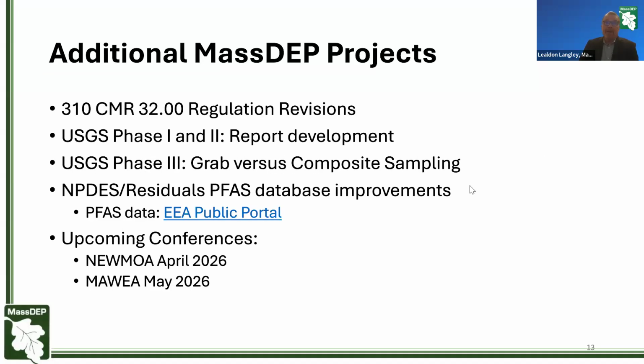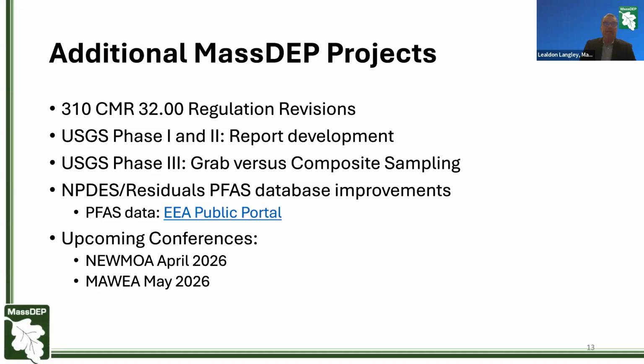We have other MassDEP projects. Currently, we have undergoing internal review a redraft of regulation revisions for the land application of sludge regulations. That's 310 CMR 32. What we are trying to do is incentivize reductions in PFAS, and that set of regulations will be available for public comment when it is released, where there would be a robust public comment process in which we would review and respond to comments and make any revisions that were warranted as a result of the comments that we receive.